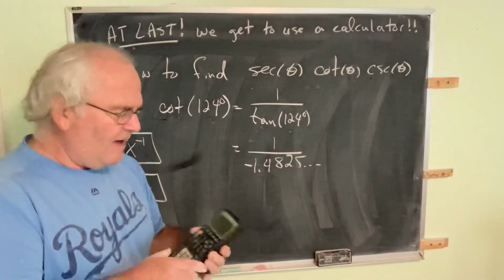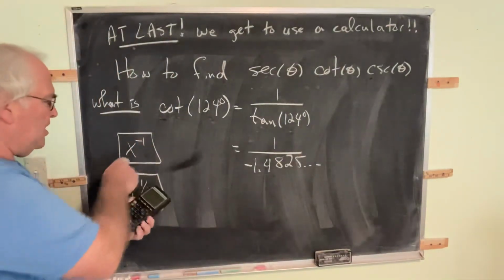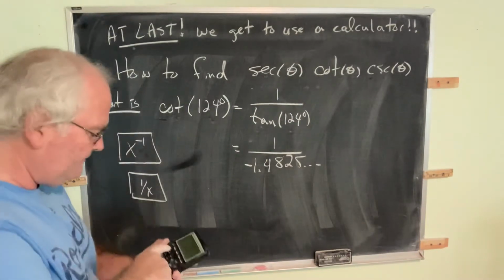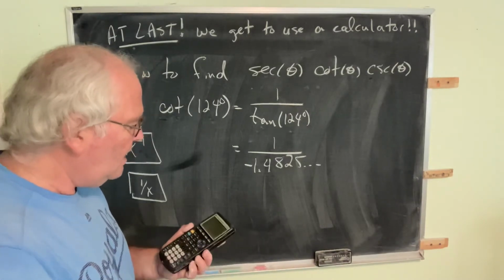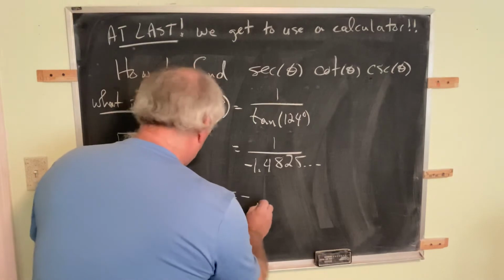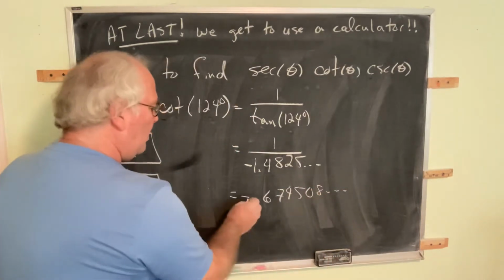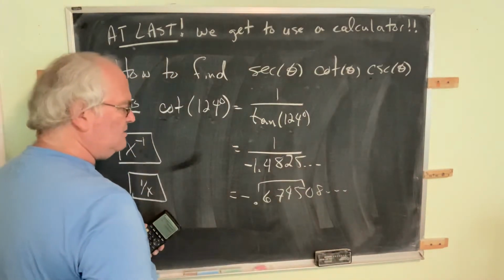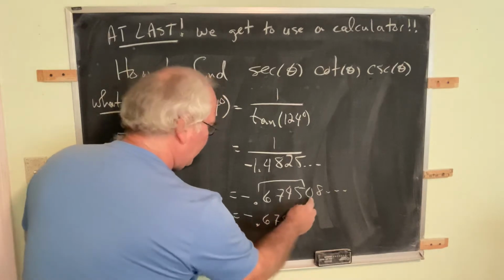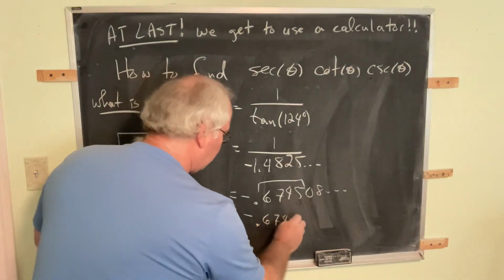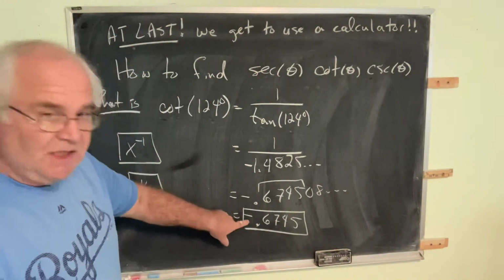And so once I have the 1.482, that's negative, if I now take this and press the 1 over x button, or the x to the negative 1 button, clear. Let's do x to the negative 1. This is now negative 0.674508, yada yada. Now, for my final answer, I round to 4 decimal places. This is negative 0.674, and the next digit is 0 to 4, so leave this alone, round down. 6745.